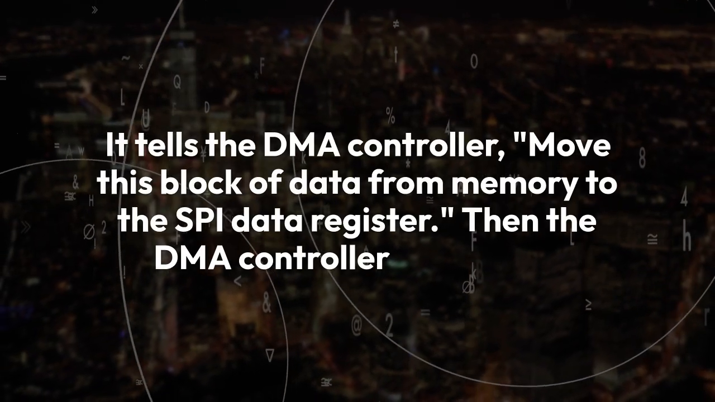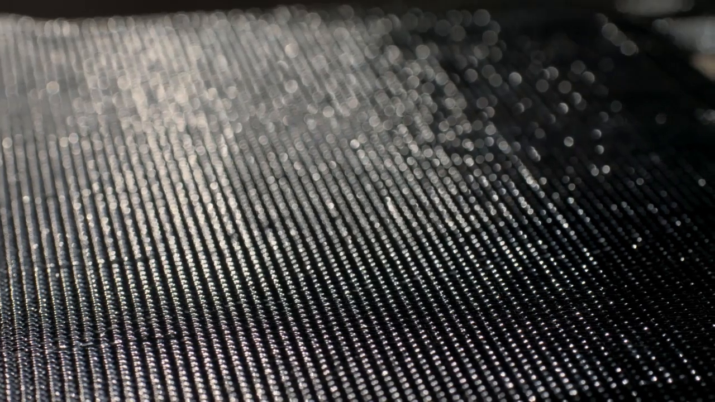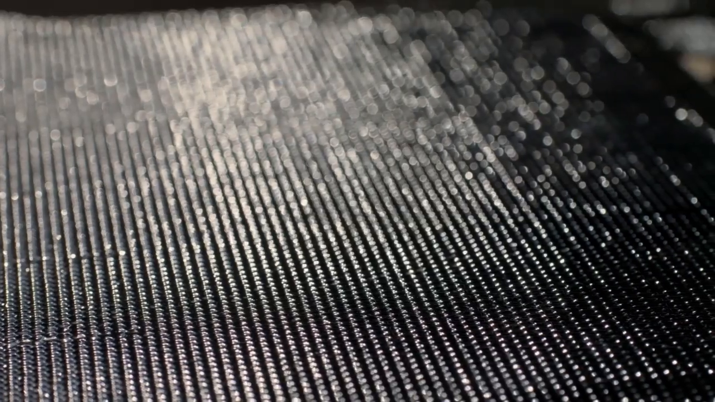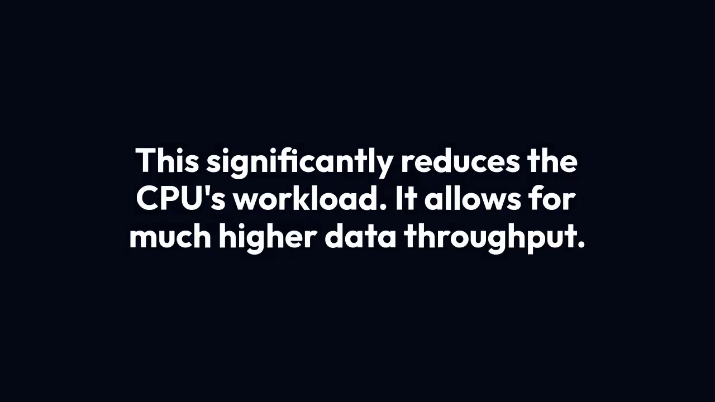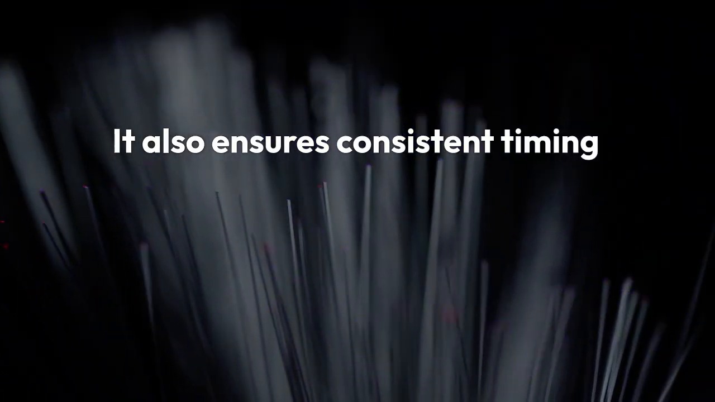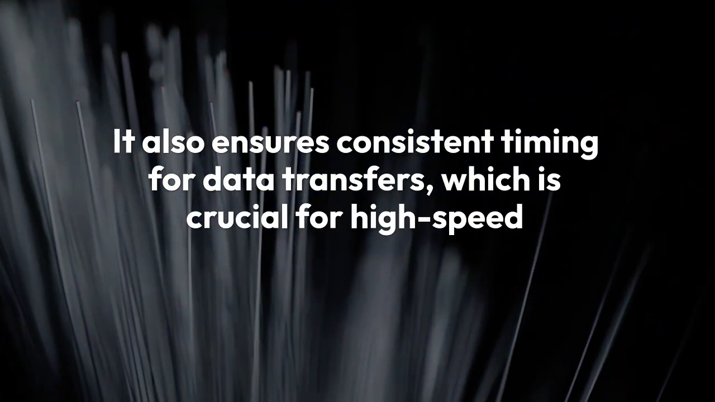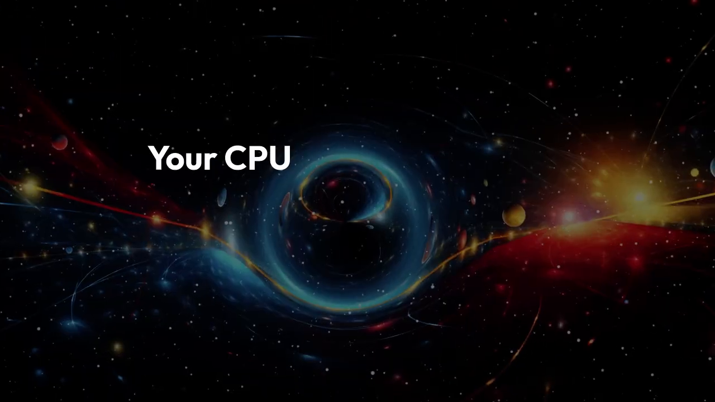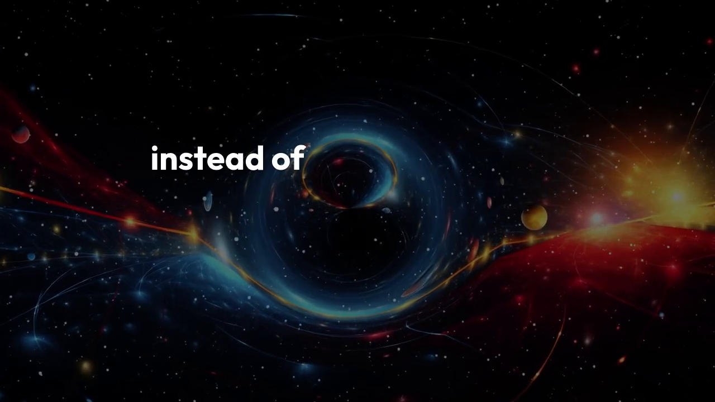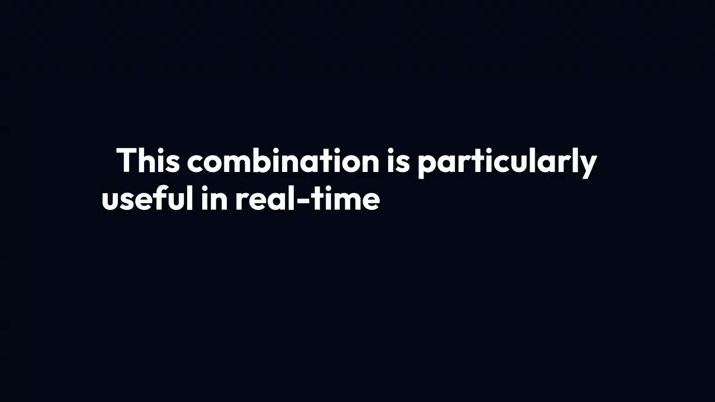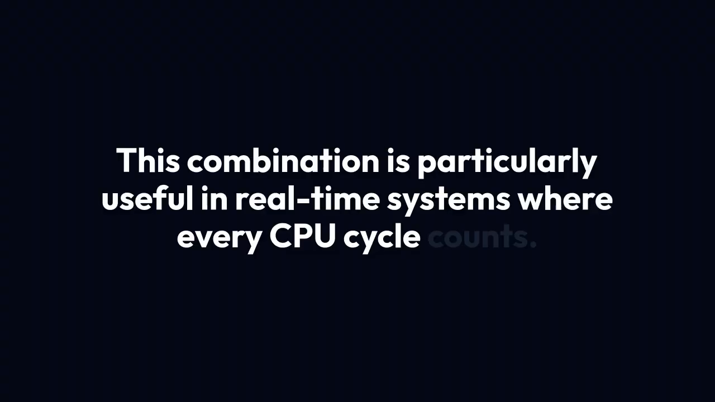Then, the DMA controller takes over. It feeds the SPI peripheral with data as fast as the SPI clock allows, byte after byte, without bothering the CPU. This significantly reduces the CPU's workload. It allows for much higher data throughput. It also ensures consistent timing for data transfers, which is crucial for high-speed applications. Your CPU can then focus on complex calculations or managing other peripherals, instead of babysitting data transfers. This combination is particularly useful in real-time systems where every CPU cycle counts.